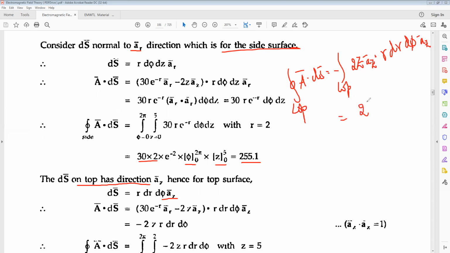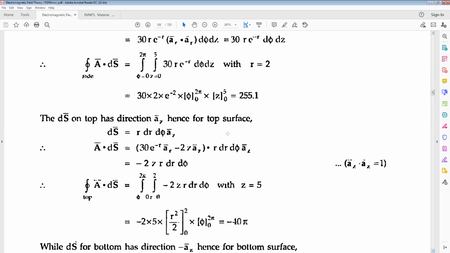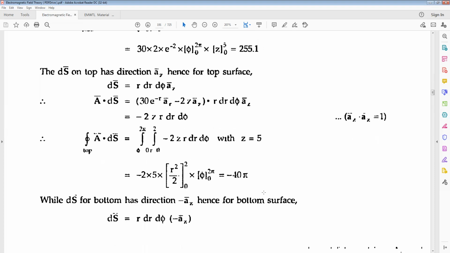Now we have only the 2Z R dr d phi function, so substitute the value here. The AZ component is only the one, minus 2Z R d phi and the dr and d phi. The integral of R is R square by 2, and the upper limit is 2 and the lower limit is 0, because R is given as 0 to 2. This gives minus 45.